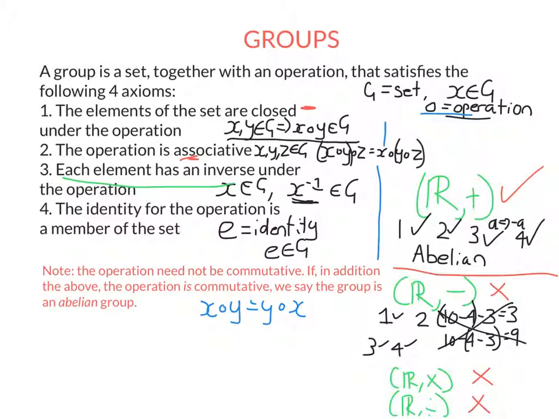So we can use the properties of groups to be able to prove things about groups. I'll just show you a quick example of this. We're going to look at proving this proposition that in any group, the identity for a given operation is unique. Note this is saying for a given operation.